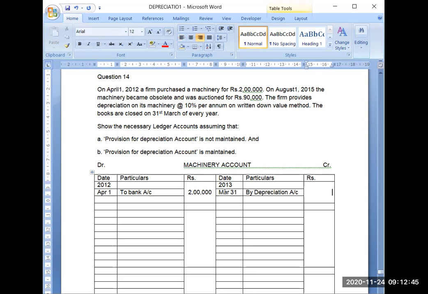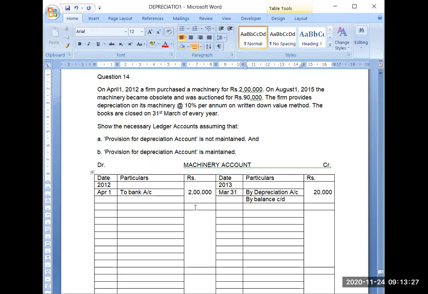Now rate of depreciation is 10% per annum first thing, and the method which we have to use is written down value method. So reducing balance method we have to use this time. So 10% of 2 lakh will be 20,000, and because we have used this machinery for one complete year from April 1 to 31st March, that's why full year depreciation will be charged. Then we calculate the balance by balance c/d. This time we are doing this question firstly with the previous method, with our old method, where we are charging depreciation directly to the asset account.